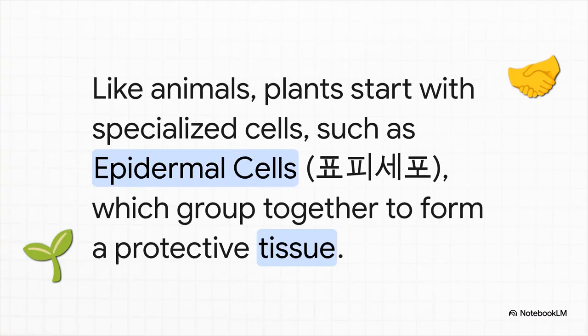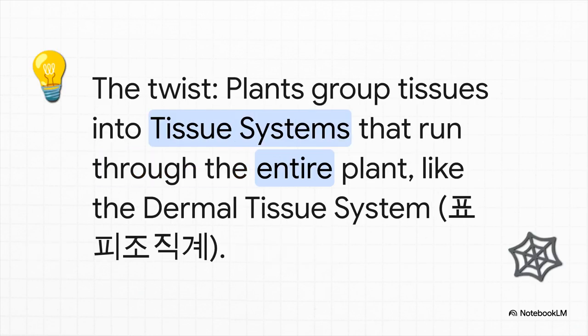Just like with animals, plants start with a single specialized cell, like an epidermal cell, which is basically its skin. And just like animals, these cells group together to form a protective tissue. So far, so good, right? And here it is, the twist. Instead of taking different tissues and building a specific organ in one spot, plants do something different. They group related tissues into tissue systems that run continuously through the entire plant.